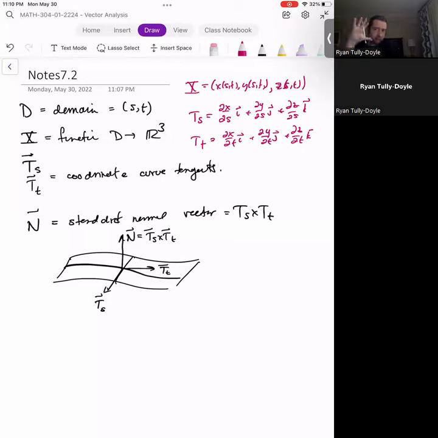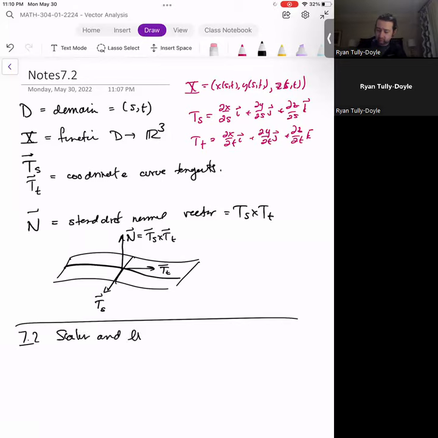So now we're going to think about how we would make a notion of scalar and vector surface integrals. This is 7.2, scalar and vector surface integrals. We're going to think about the scalar integrals in exactly the same way that we thought about scalar integrals in the line case.